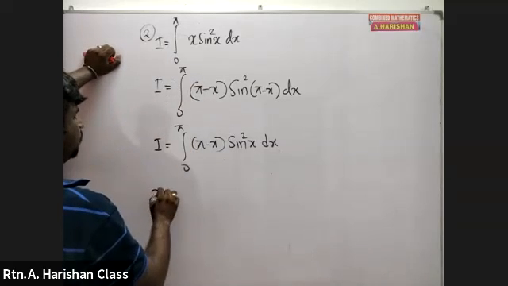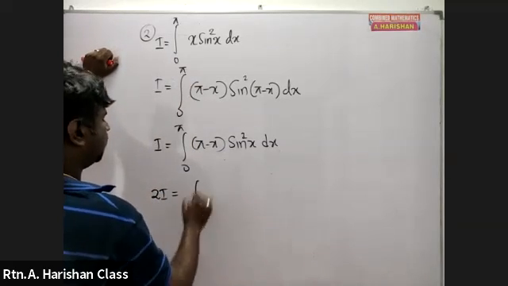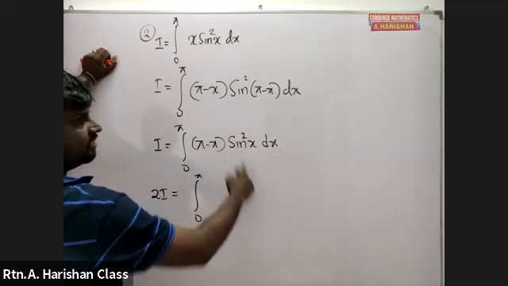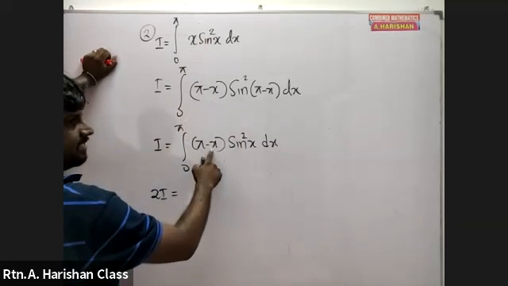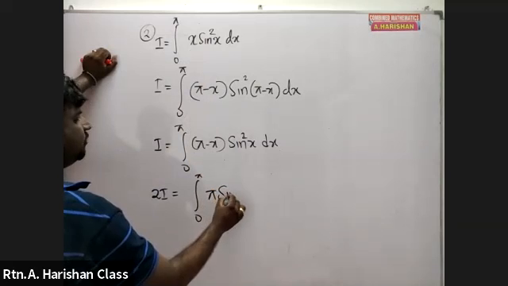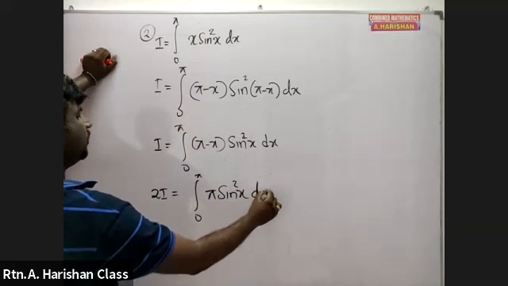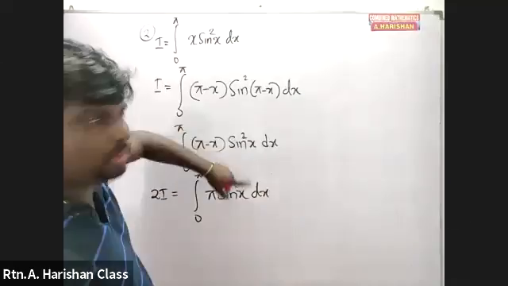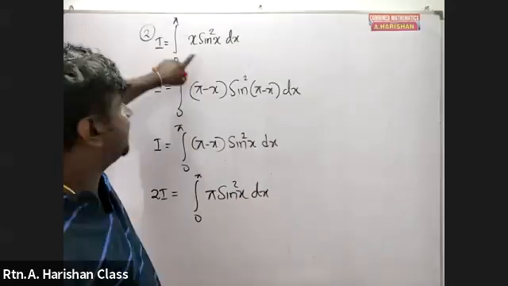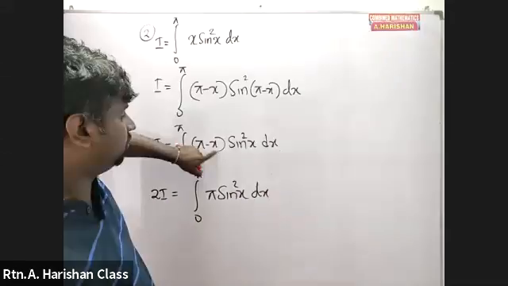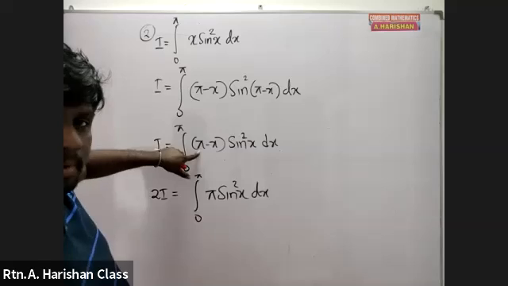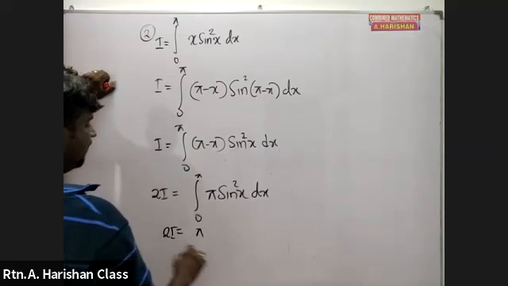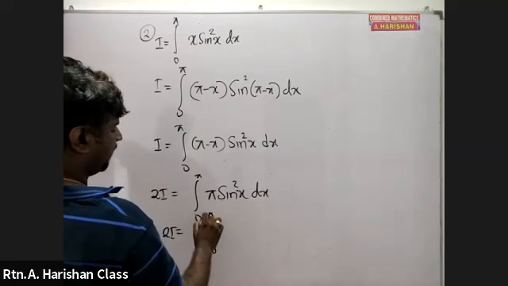If you add these two, 2I will be the integral from 0 to pi. If you add, what happens? Take the sin squared as a common. Here x, here pi minus x. X plus minus x will be gone. So it's going to be pi sin squared x only. Do you understand? Then only pi, so you can take the pi out. And this is 2I, integration 0 to pi.